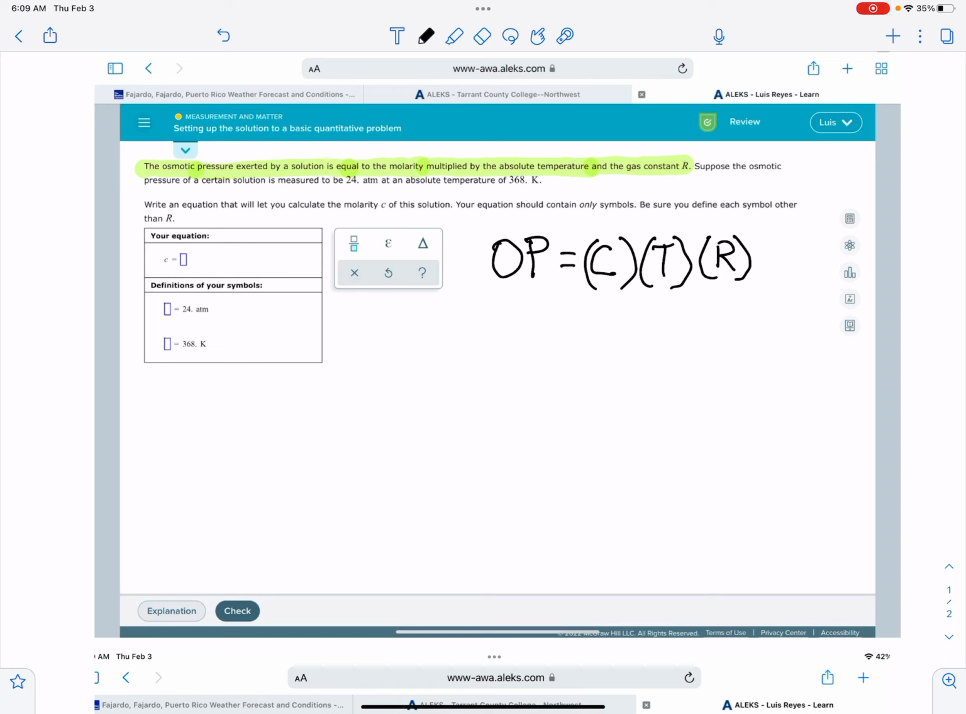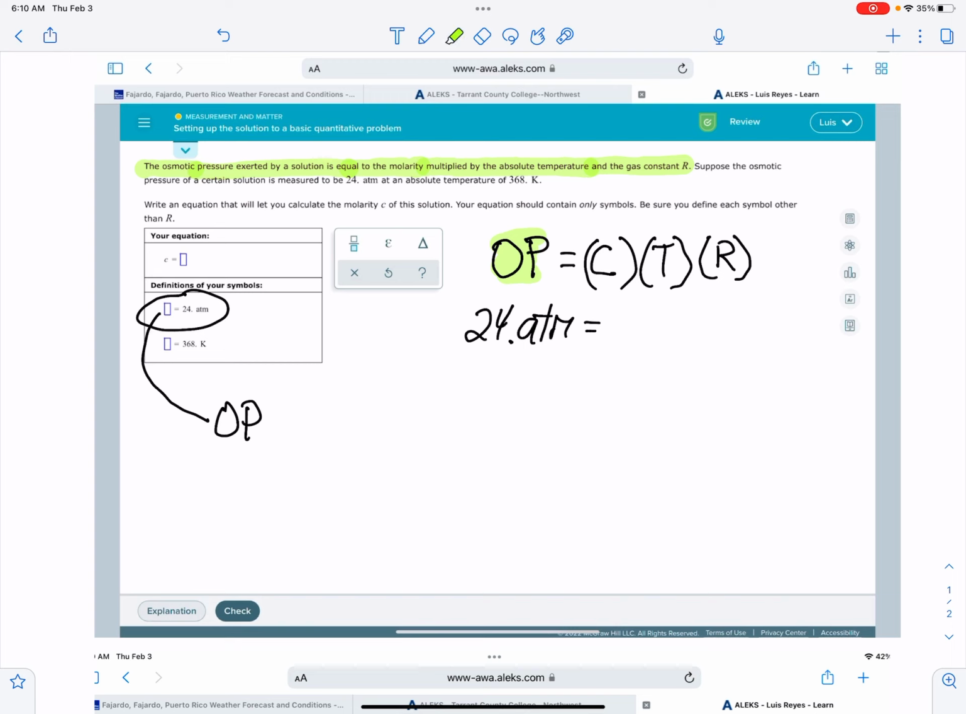Suppose the osmotic pressure of a certain solution is 24 atm. So the osmotic pressure is going to be 24 atm. And if you look down here, it's asking us to write down the symbol that we're using for that. So the answer here would be OP. That's what I decided to use for that. So 24 atmospheres is going to equal C.